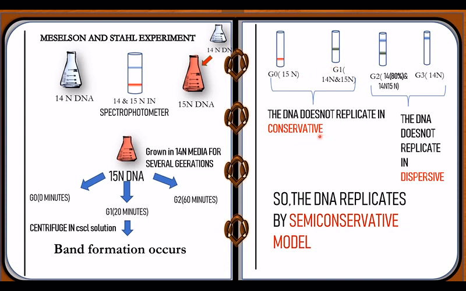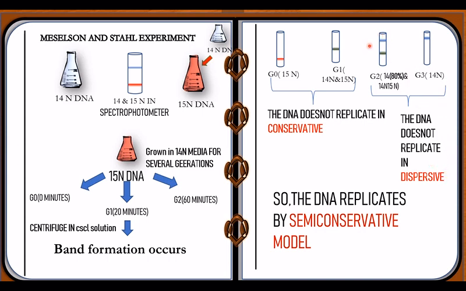And next, from G1 to G2, you can see the 14N is 80% and the hybrid is only 20%. And from G2 to G3, there is no hybrid at all. So the DNA doesn't replicate in the dispersive model.